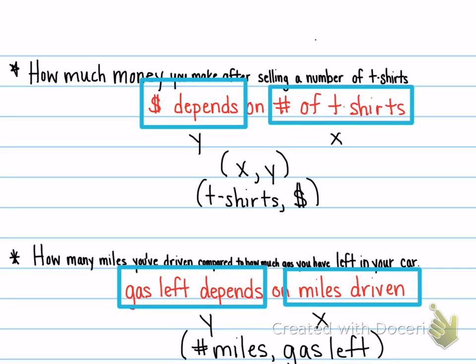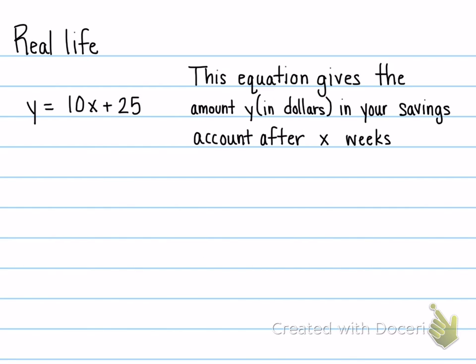So let's look at this in a real life situation. So we're looking at the equation y equals 10x plus 25. This equation gives you the amount, y, in dollars, that is in your savings account after x weeks. So the first thing I want you to do is identify the independent and dependent variables. Which one depends on the other one? Does the amount in your savings depend on the number of weeks? Or does the number of weeks depend on the amount in your savings?